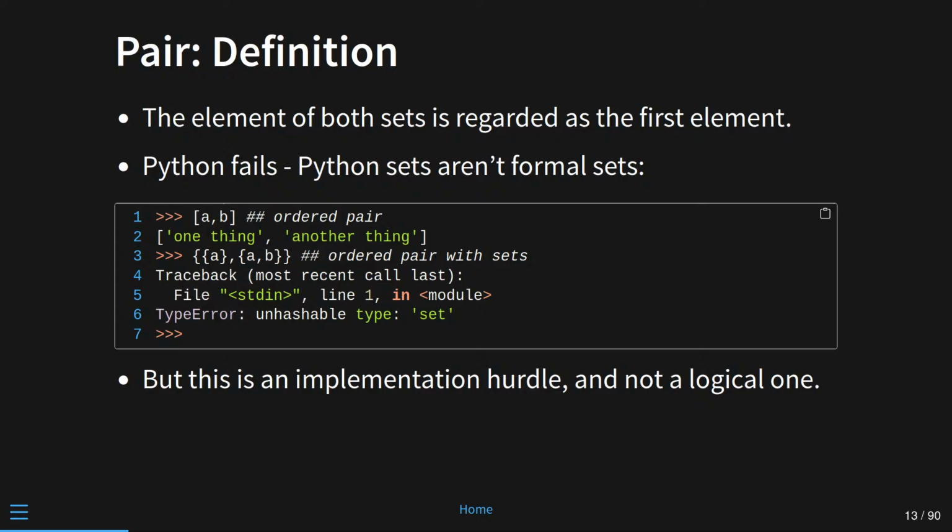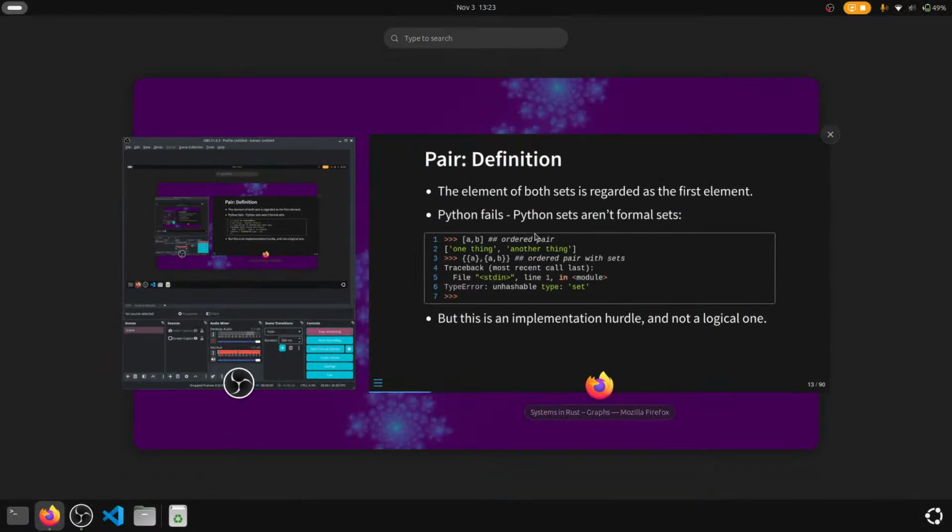The element of both sets is regarded as the first element. I'm connecting these two conceptually. We can't do this in Python. Why can't we do this in Python? I'm going to show you one reason that Python's the worst.